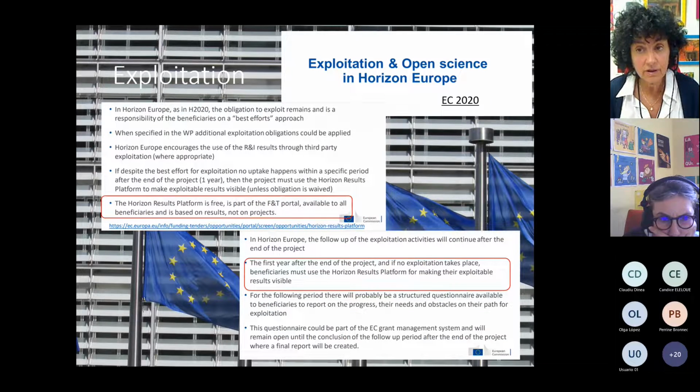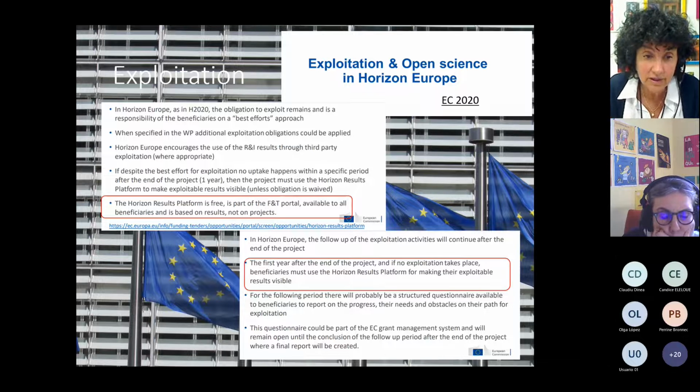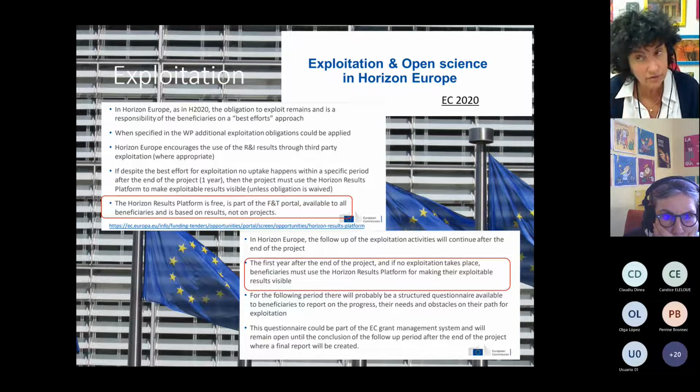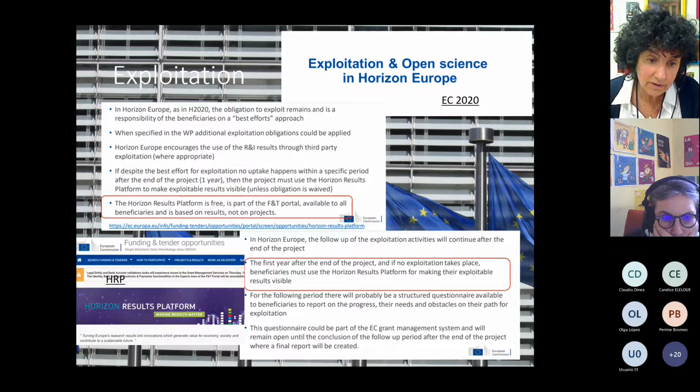In Horizon Europe, there is also another novelty, which is the Horizon Results Platform. So if after 1 year from the end of your project you didn't exploit the results, and by exploitation we mean also non-commercial exploitation, then, as you can see here, beneficiaries must use the Horizon Results Platform for making their exploitable results visible. So this is another platform provided by the European Commission.